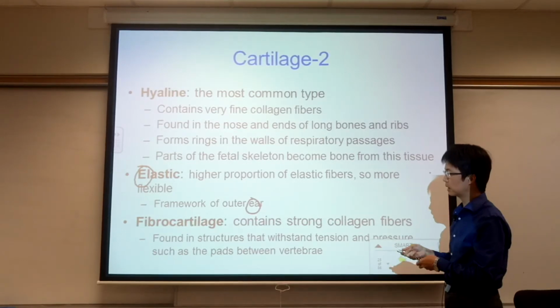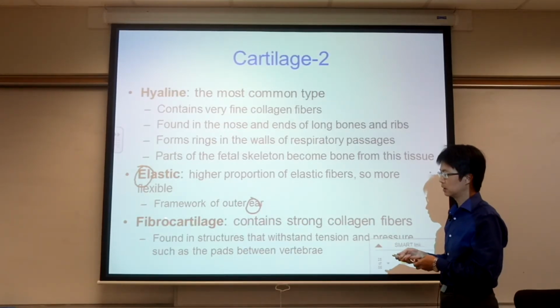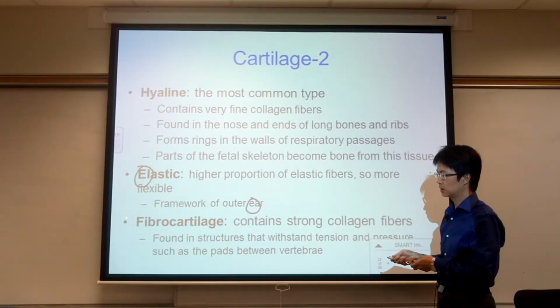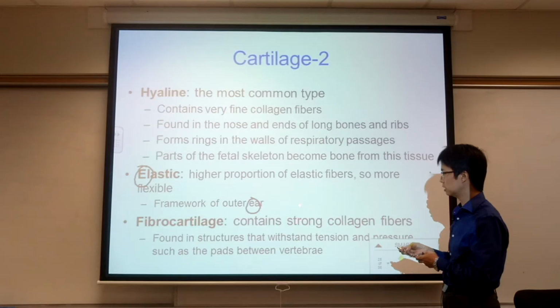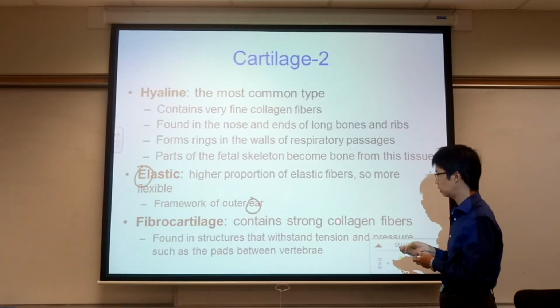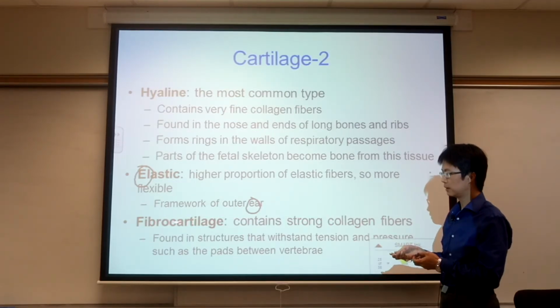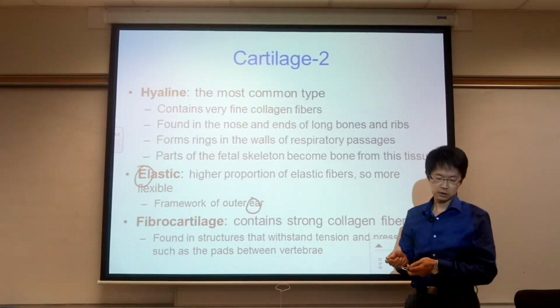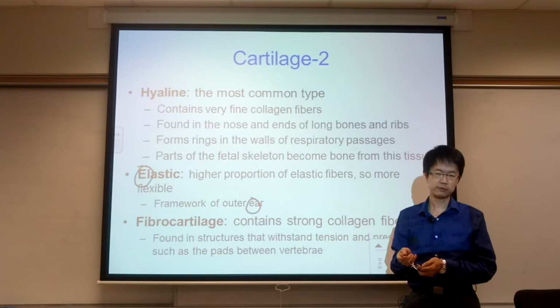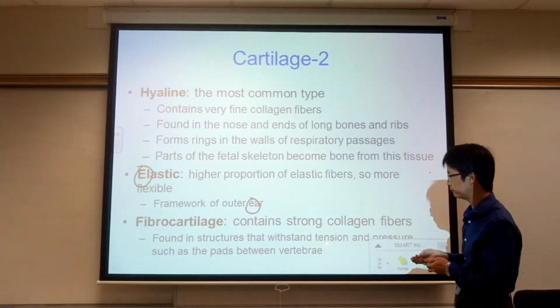And then fibrocartilage. Fibro means it has fiber. Fibrocartilage has fiber. Why is it so important that it has fiber? Because it is the strongest cartilage. It has the collagen fiber that makes this fibrocartilage very strong. You can find fibrocartilage in between vertebrae.